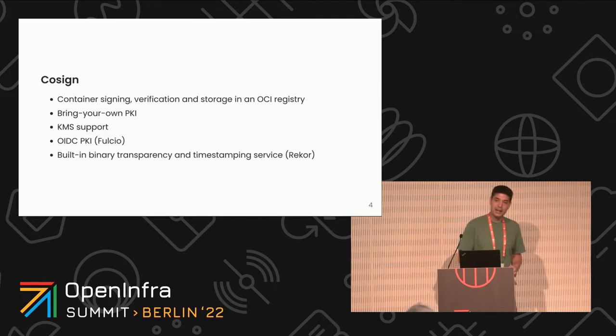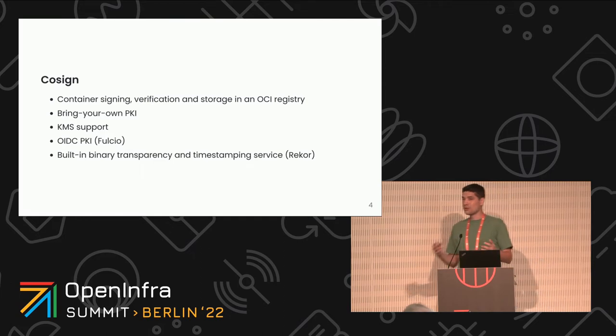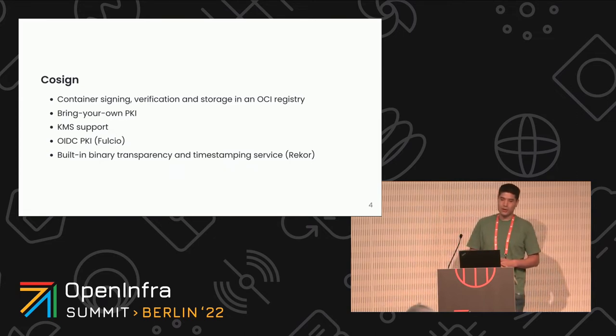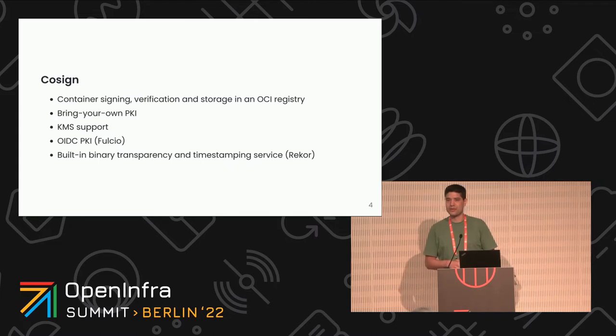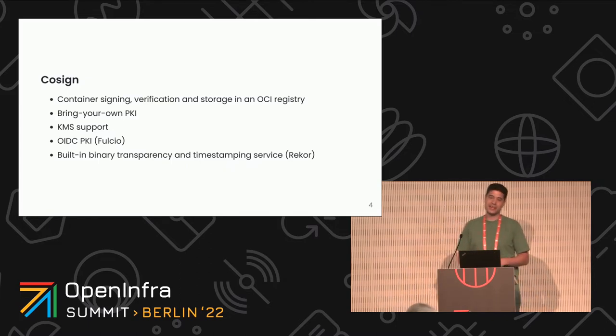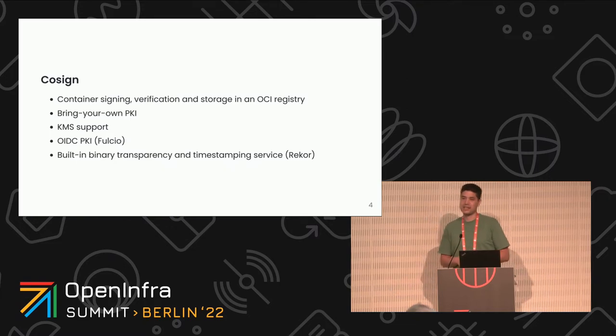Okay, so let's start with signing, and for that, let's talk about Cosign. There are two ways of signing. One is the traditional way, which is using a key pair. You can use Cosign to generate your own key pair, or you can bring your own key if you are already using another existing PKI. That's totally fine, and that's supported by Sigstore. It also has KMS support for Google Cloud, Amazon, Microsoft Azure, and also HashiCorp Vault, so that could help you store your keys.